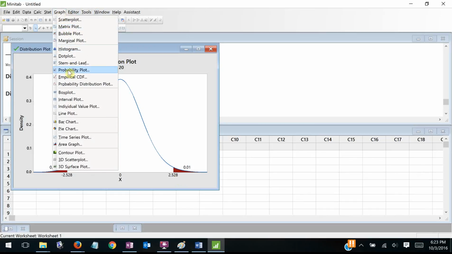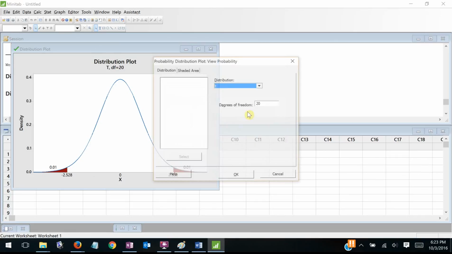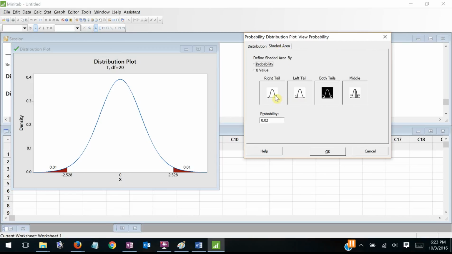If I chose Graph, Probability Distribution Plot, Probability View, and did the same stuff, degrees of freedom 20, shaded area, but I just do the right tail at half of this, which is 1%, watch me get the same T.